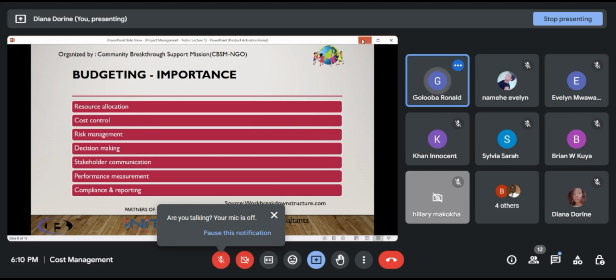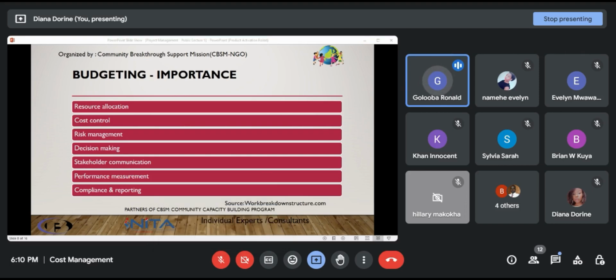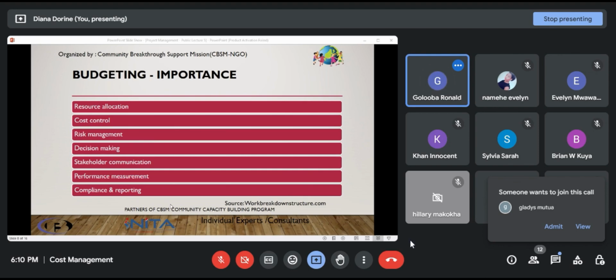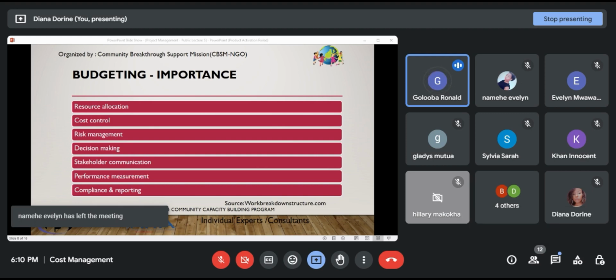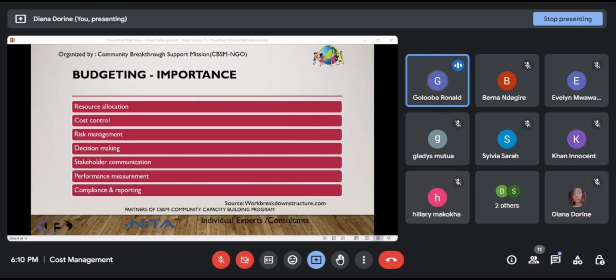So once you've done your cost estimates, then you move on to the budgeting. Budgeting is important for developing a detailed budget because, one, it supports us to allocate our resources efficiently. It outlines the financial resources required for each aspect of the project, and it ensures that funds are available when needed, and that the resources are used effectively to meet our project objectives.